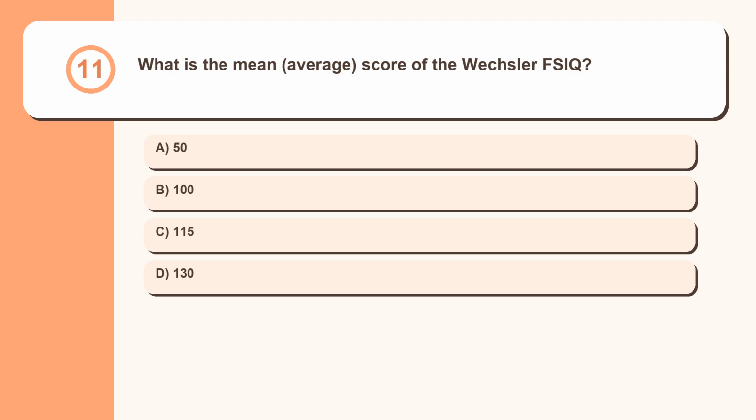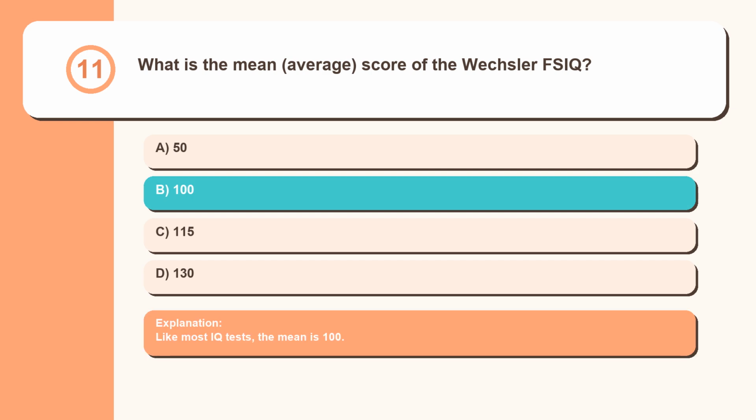Question 11. What is the mean, average, score of the Wechsler FSIQ? 50, 100, 115, 130. Like most IQ tests, the mean is 100.